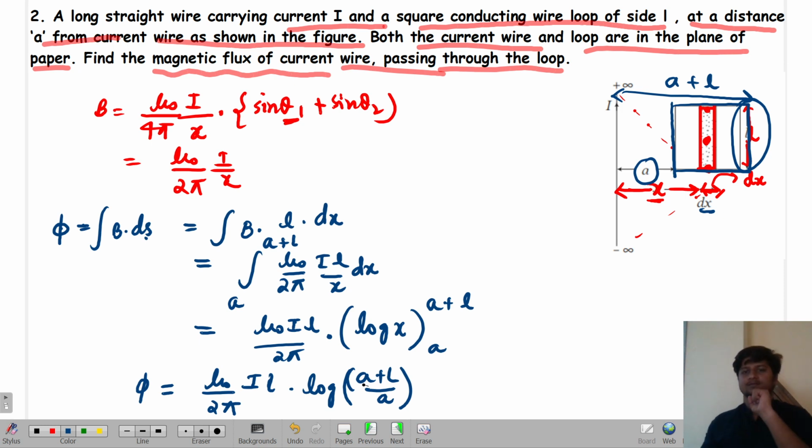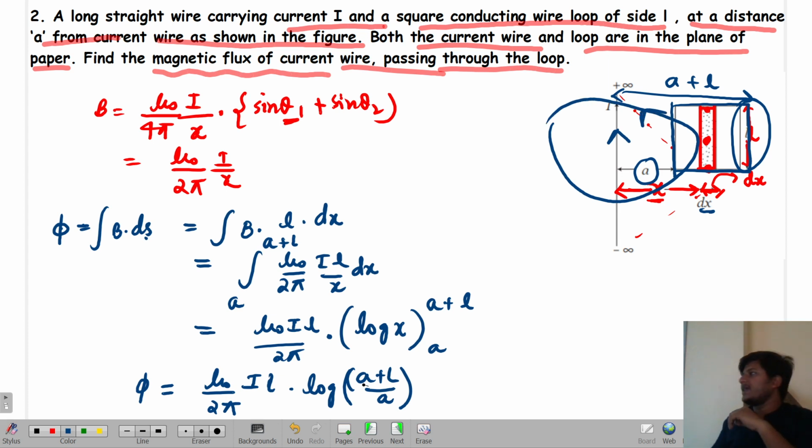Now one thing is there, try to understand. If the current is upwards, what will be the direction of magnetic field? It will be anti-clockwise. Thumb upwards, rotate it. So what is it rotating? Anti-clockwise. But the direction of normal for the surface area will be upwards. Magnetic field is going inside, and the normal is what?